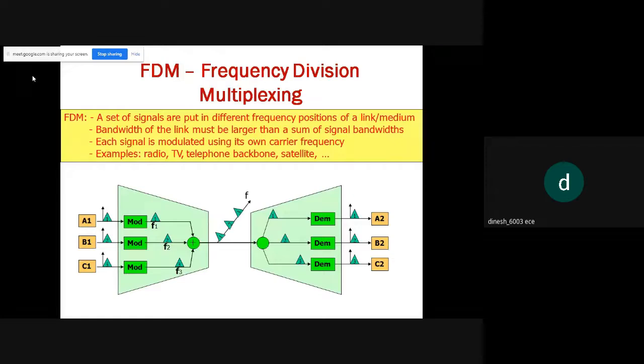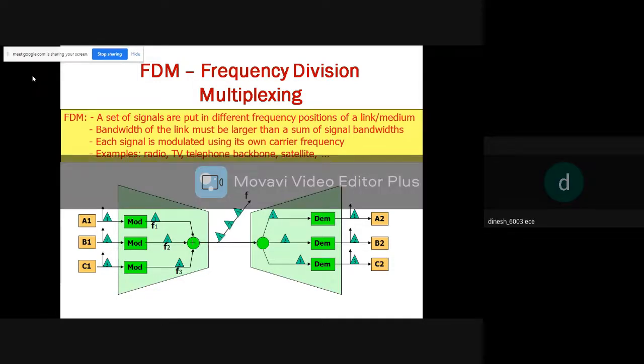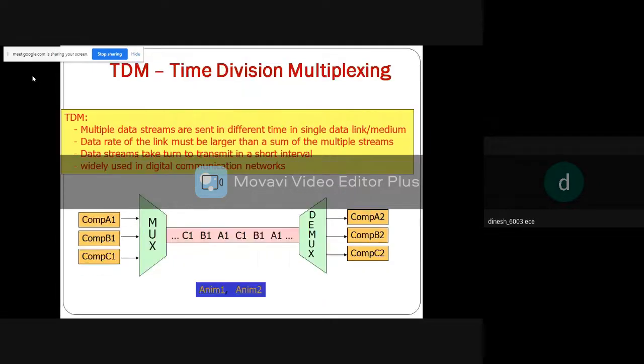A1, B1, C1 operating at different frequencies are modulated on a single carrier. You can see the example. Then at the receiver it is demodulated as 1, 2, 3.